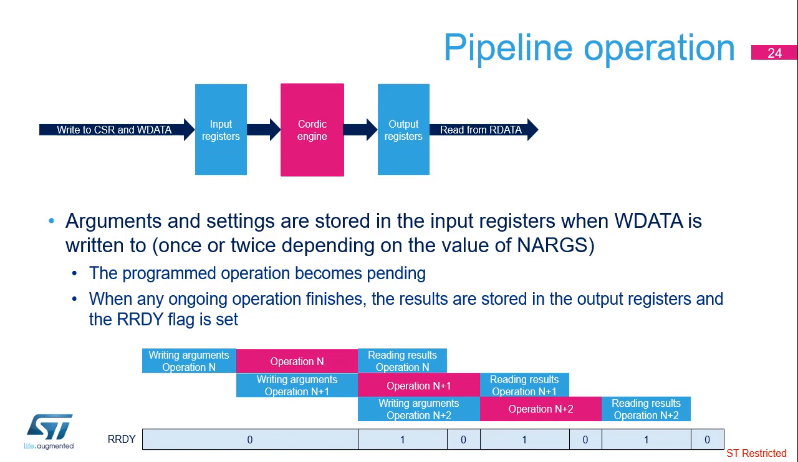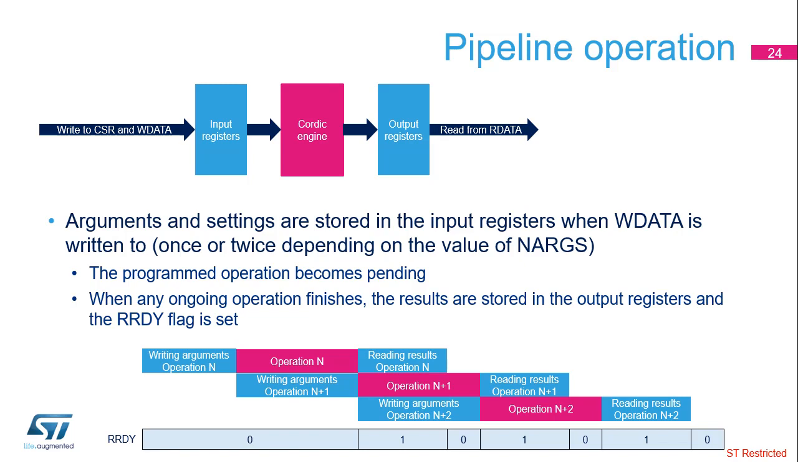As soon as the results have been read from R data, one or two reads depending on the value of NRES, the pending operation is started. A new set of arguments and settings can be written, as long as there is no operation pending. This means that time spent waiting for the Cordic operation to complete can be used to prepare the next operation, and the Cordic is never idle.